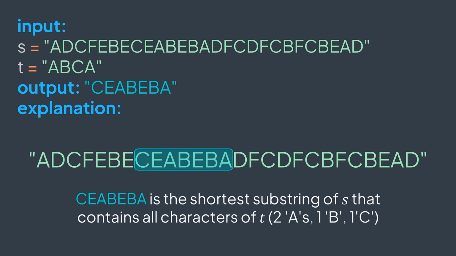For example, if we have this input, as output we get CEABEBA, which is the shortest substring of s that contains all characters of t. In other words, 2 a's, 1 b, and 1 c.